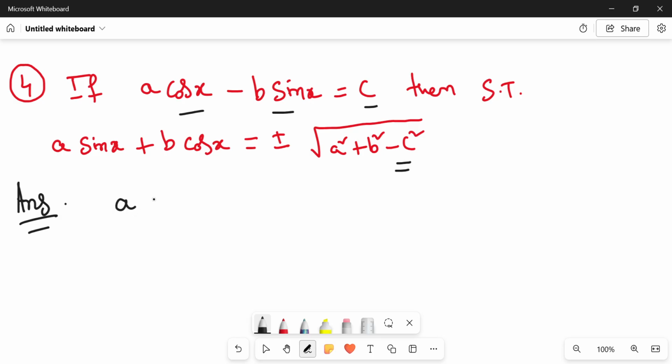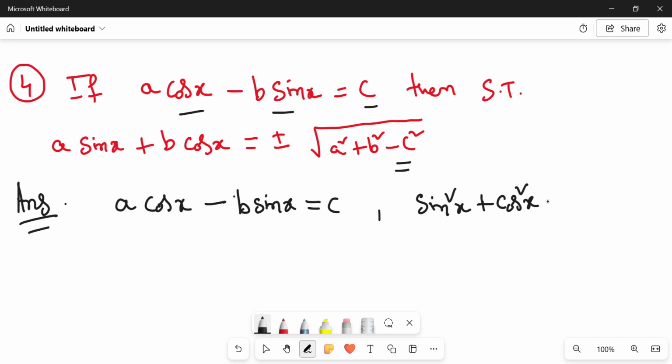You were given that a cos x minus b sin x is equal to c. And now this problem can be solved by just squaring on both sides, and then you have to apply the relation. You have to know the relation sin square x plus cos square x happens to be 1. So when you use this relation and square it on either side, you are done with this problem. So I am taking the squares on either side, directly writing that.